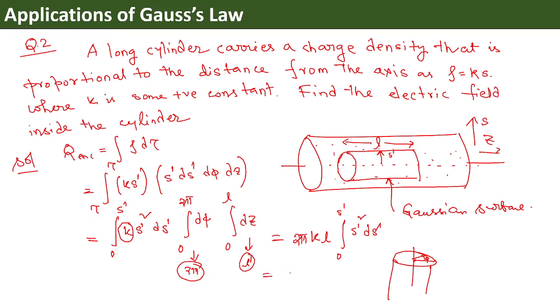All right. So what you get out of this is s prime cube upon 3. So directly I am doing it: 2 upon 3 pi k L s prime cube. This is the enclosed charge. Because we have been given the volume charge density, from there we have taken the total enclosed charge. Now it's very simple, just apply Gauss's law, which is given by E dot dA equal to Q enclosed upon epsilon naught.